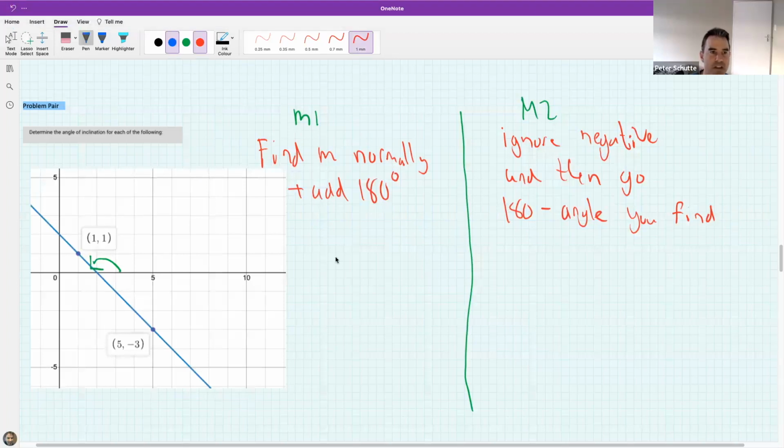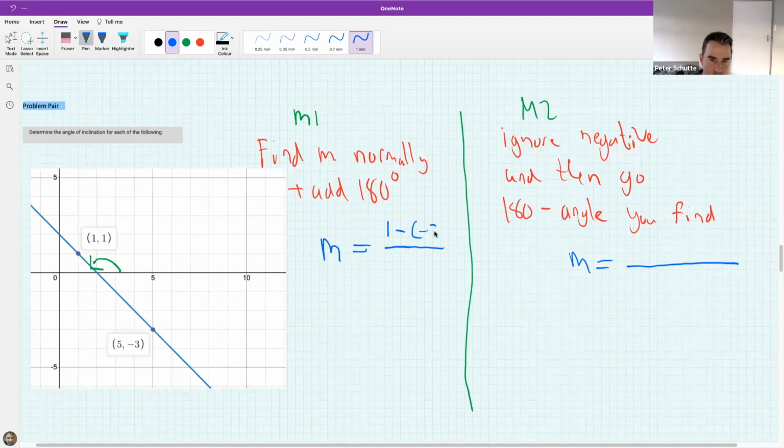Both of these require you to start by finding the gradient, right? So it doesn't matter what method you use, but you need to find the gradient. So first of all, you need to find me the gradient. What's my gradient going to be? But 1.